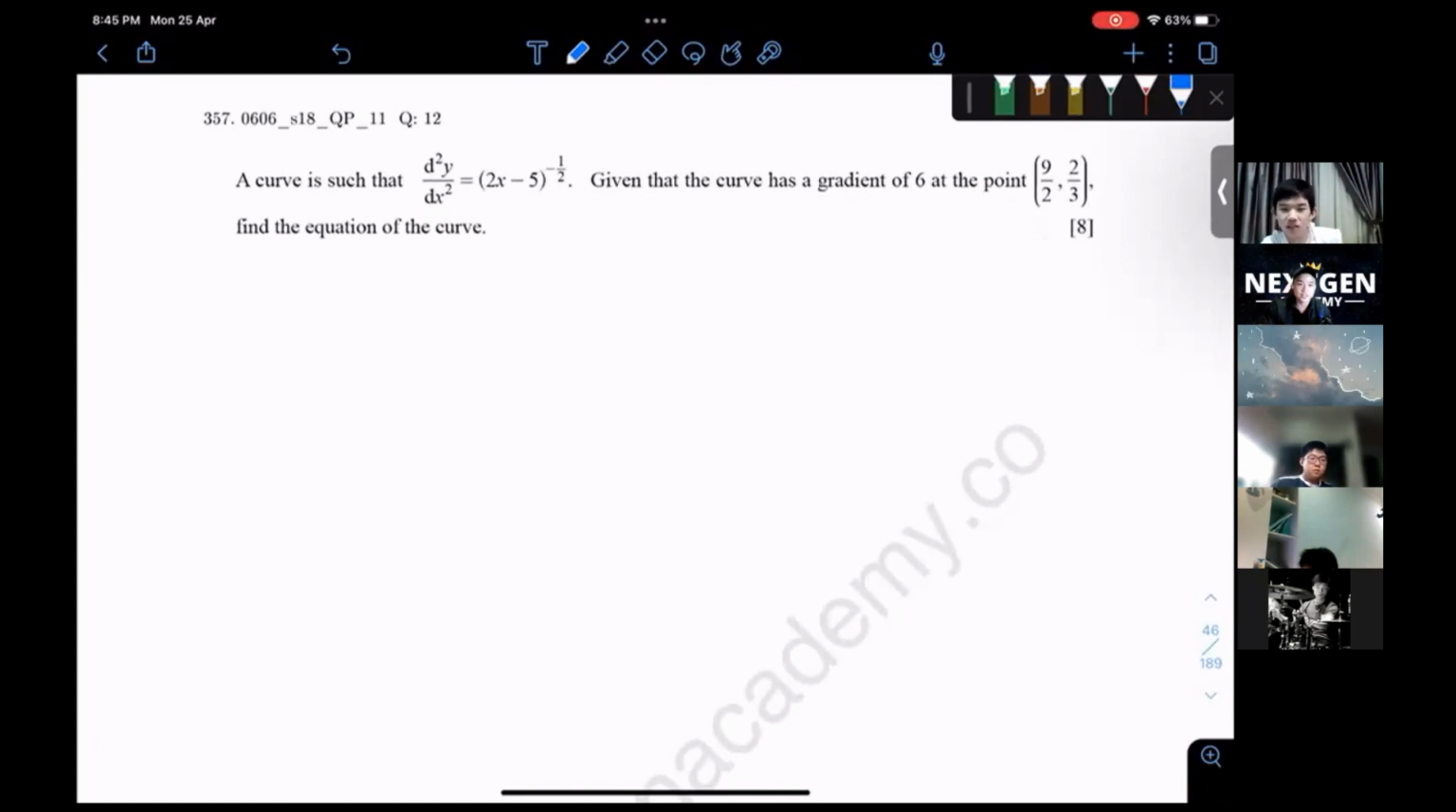Okay, come. I give you all 6 minutes. All of you try by yourself first. Okay, a curve is such that d squared y over dx squared equals (2x minus 5) to the power of negative half. Given that the curve has a gradient of 6 at the point (9/2, 2/3), find the equation of the curve. So if this question comes out in the exam, you thank the admats gods, because this is an easy question. If the area one comes out, that one will normally be the killer one. That one will take quite a bit of time from you also.